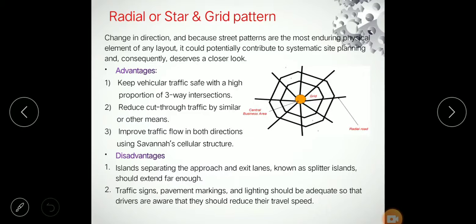the approach and the exit lanes, known as the splitter islands, should extend far enough. Traffic signs, pavement marking, and lighting should be adequate so that the drivers get aware that they should reduce the speed. Okay, this is all about the radial or star and grid pattern.